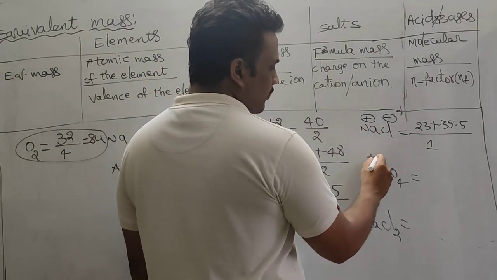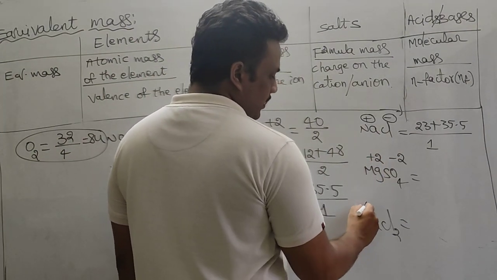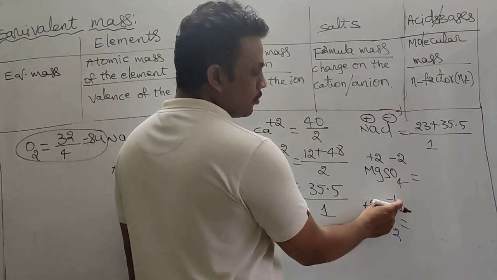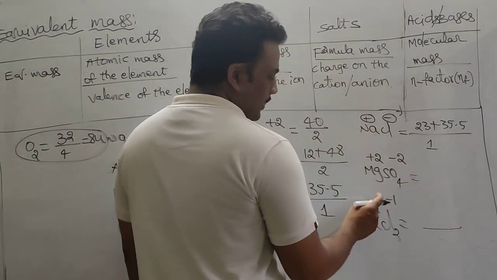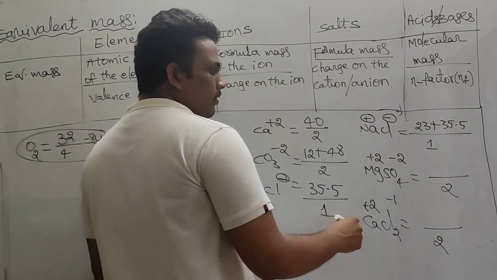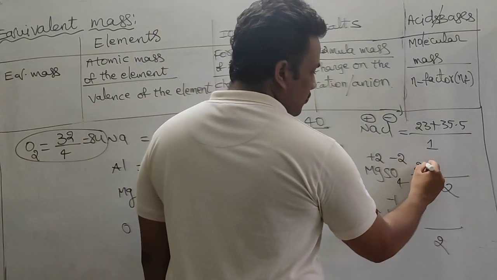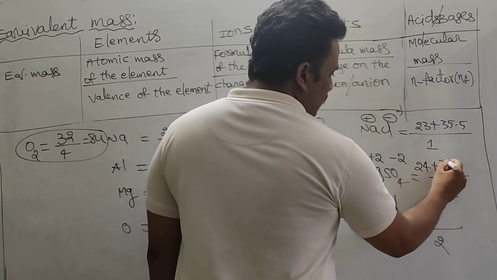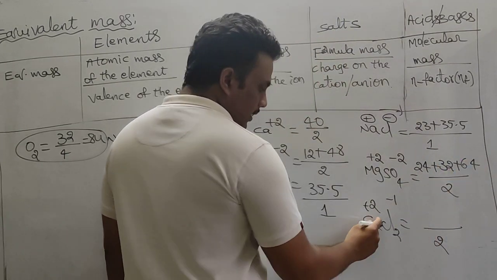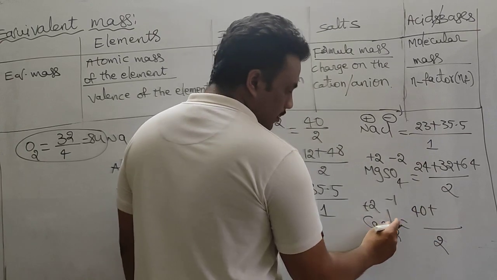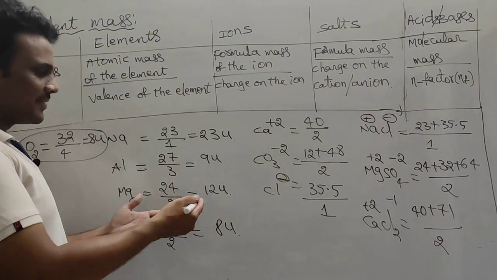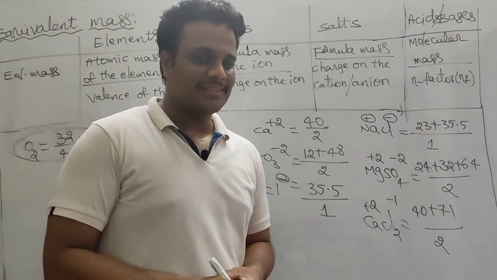Like this, magnesium sulfate, we know, plus 2 and minus 2. For calcium chloride, plus 2 and minus 1, but 2 chloride ions are there, 2 into minus 1 is minus 2. So you take either the cation or the anion. And you know how to calculate formula mass. Magnesium 24 plus sulfur 32 plus 4 into 16, 64. Calcium 40 plus 2 into 35.5, 71. You know how to simplify the addition and division, everybody knows, no doubt.